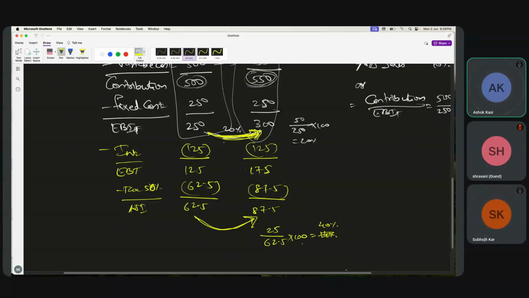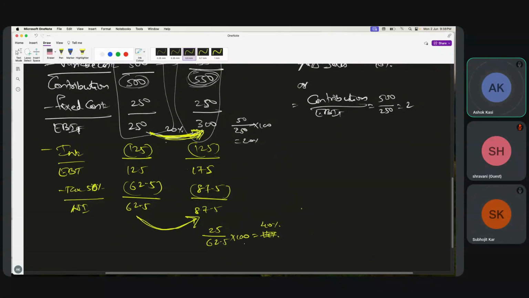So how do I put this into a formula? Why is this happening? The reason is this interest. Interest is fixed. So when the revenue profit is going up, interest is limited. It is that much only, it is not going up, which is good for the company. So the company's profit is jumping up highly. This is called degree of financial leverage.